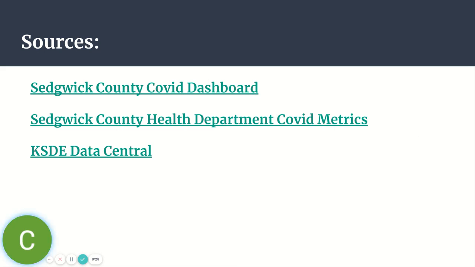These are my data sources. Everything was either from Sedgwick County or KSDE. I will be providing the data set as well as further analysis over time.